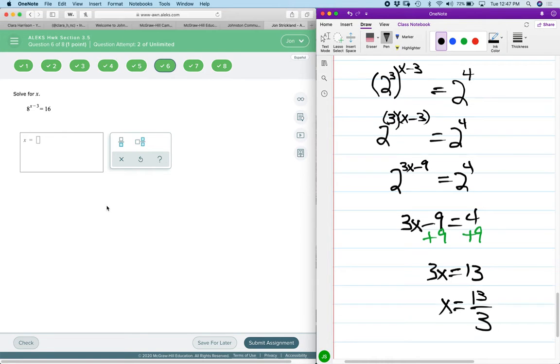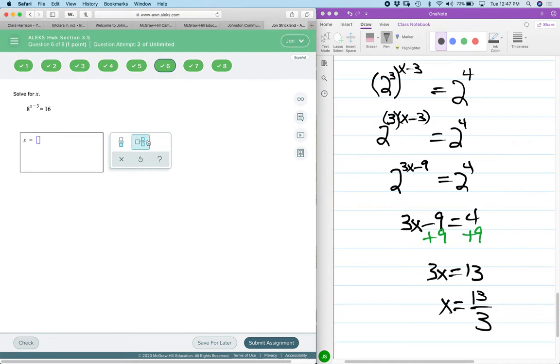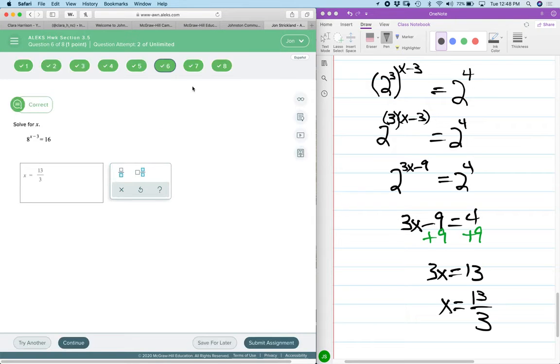And so applying what we have here, we have x at 13 thirds, and checking, the result is correct.